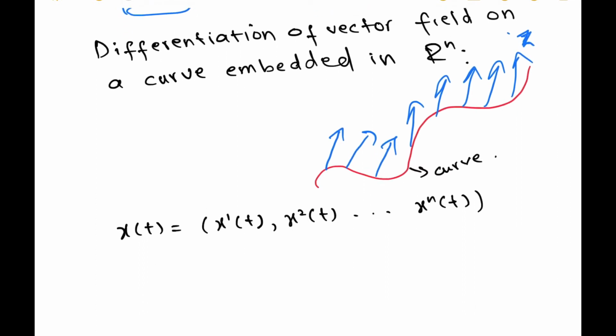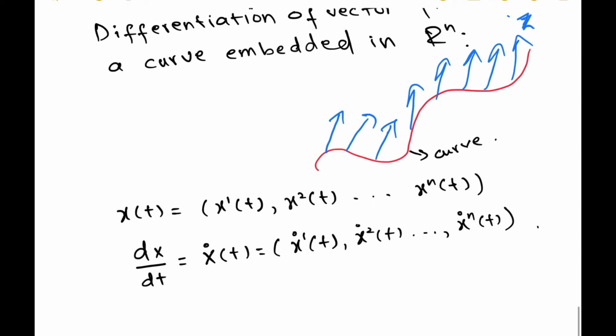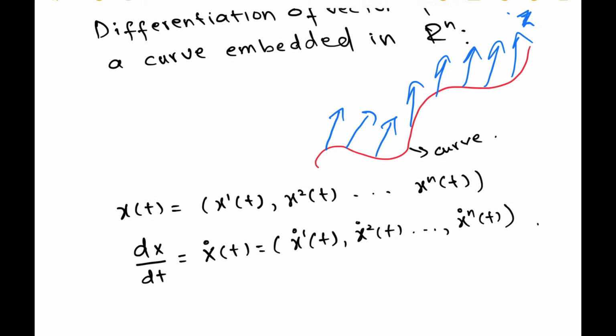Now, if I am interested in the derivative of this curve, that will become dx/dt, the derivative of this curve with respect to the parameter t. I can represent this with x dot, and this will become the derivative of the first coordinate, the derivative of the second coordinate, and similarly up to the last. This dot represents the derivative with respect to parameter t. So, what is this derivative of the curve representing? This is representing the tangent vector along this curve.